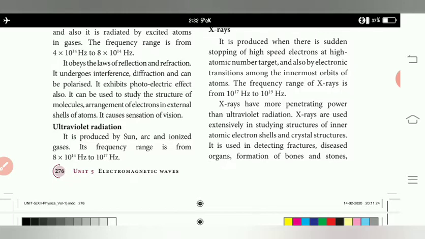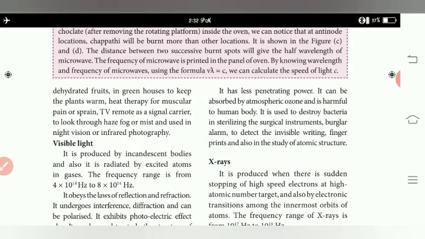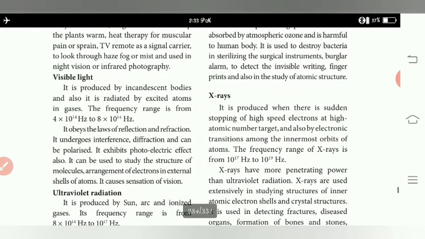Its frequencies range from 8 × 10^14 hertz to 10^17 hertz. Okay, and what are the uses of this one? It has less penetrating power. It can be absorbed by atmospheric ozone and is harmful to the human body. It is used to destroy bacteria in sterilizing surgical instruments, in theft alarms, that means burglar alarms, to detect invisible writing and fingerprints, and also in the study of atomic structure.